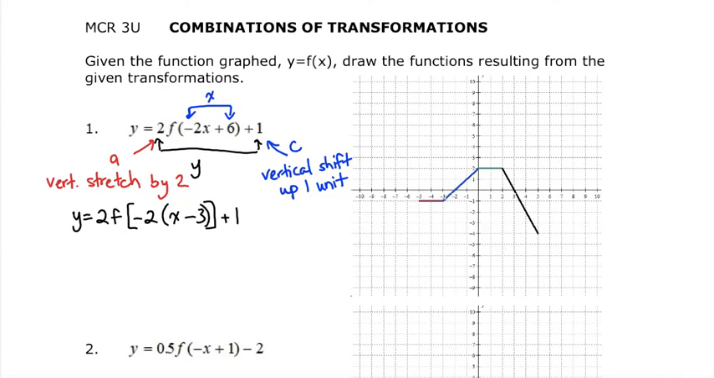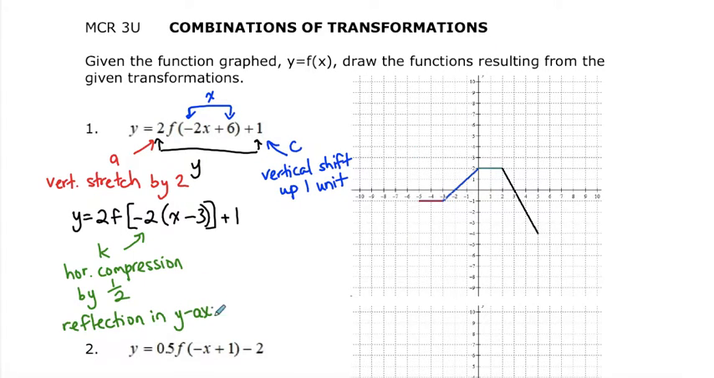So now we can identify the K value. So here is our -2. Because it's a whole number, it's actually going to be a horizontal compression, and it's the reciprocal, so by 1/2. We also know because it's negative that we're going to have a reflection in the y-axis. And lastly, the -3 tells us that we have a horizontal shift, and it's the opposite of what we think. So it's actually going to the right 3 units.